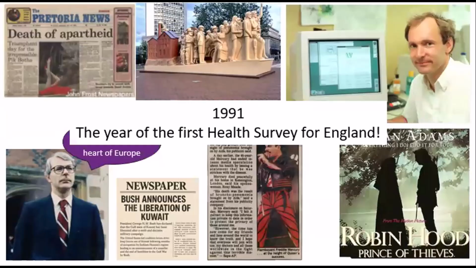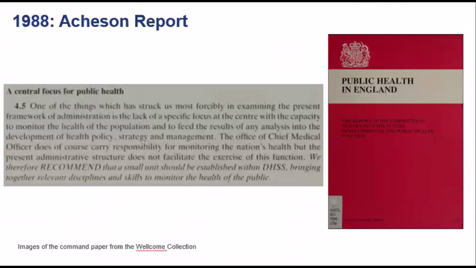And in order to understand this 1991 start, we actually go back a little bit more to 1988, when the Chief Medical Officer, Donald Aitchison, wrote a command paper called Public Health in England, here's a picture of it, which highlighted a lack of a specific focus at the centre with the capacity to monitor the health of the population and to feed the results of any analysis into the development of health policy, strategy and management. And so the recommendations that were made in this command paper led to the setup of the Health Survey for England. Although the 1991 survey was more of a pilot, it started more in earnest in 1992.